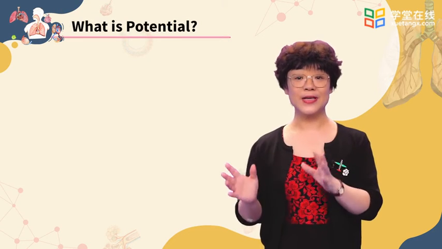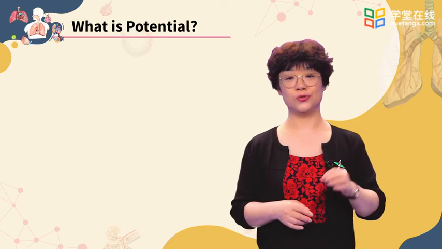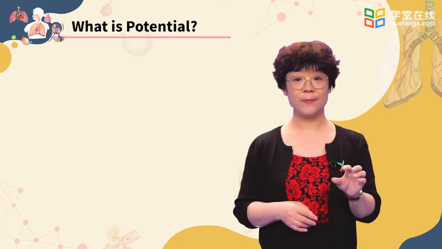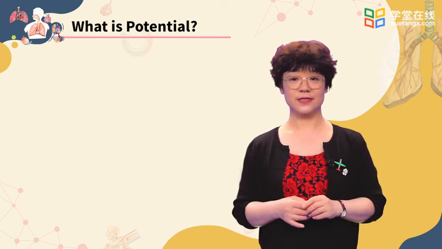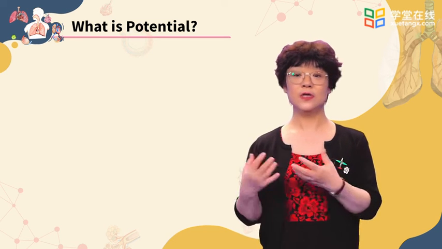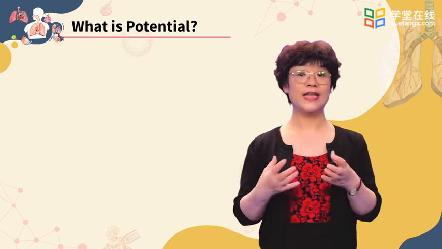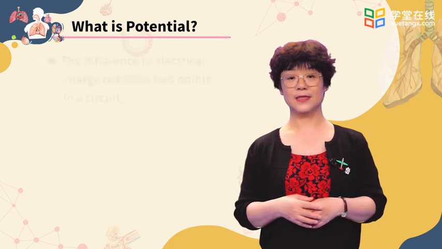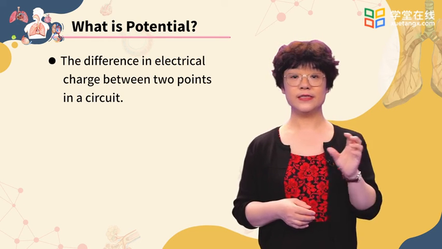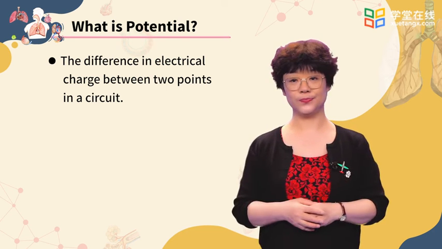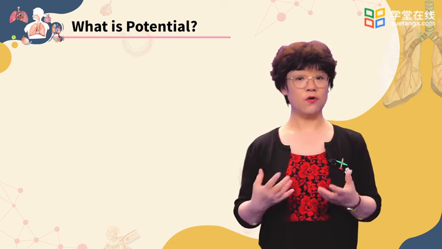Then, what is potential? The human body is electrically neutral. It has the same number of positive and negative charges. However, some regions may have more of one type of charge, making those regions positively or negatively charged. The difference in electrical charge between 2 points in a circuit is known as potential. It is measured in either volts or millivolts.